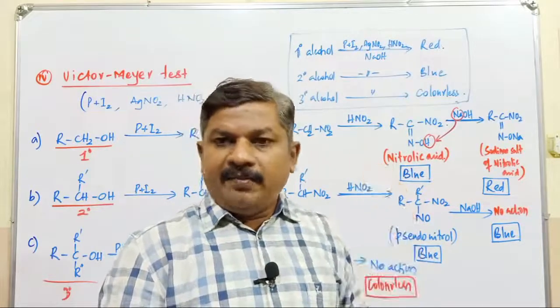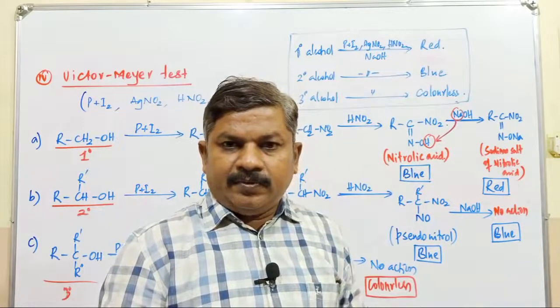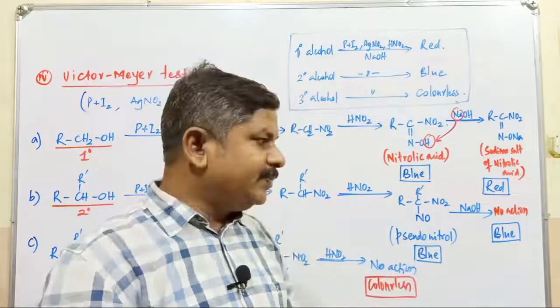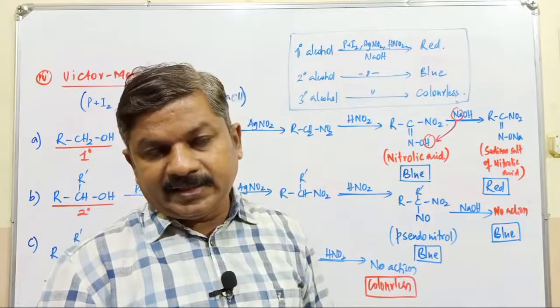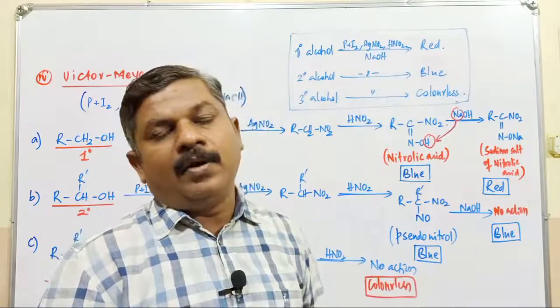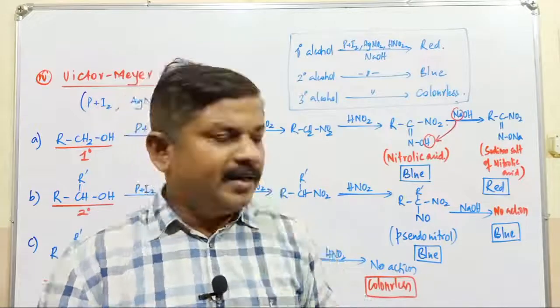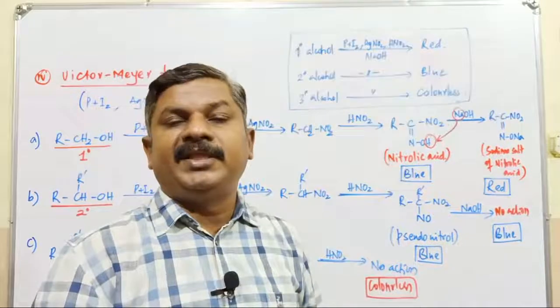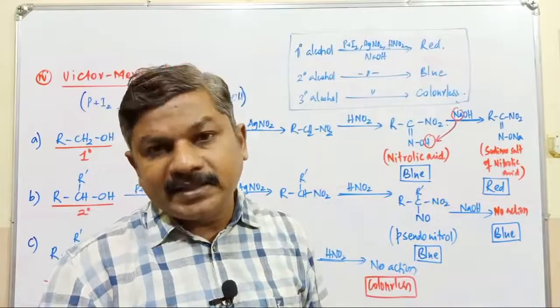So today we are stopping the class here itself. In the next class we will start with commercially important alcoholic compounds. Two important compounds are there, methanol and ethanol. Afterwards we will start with the next class of compounds, that is phenols.